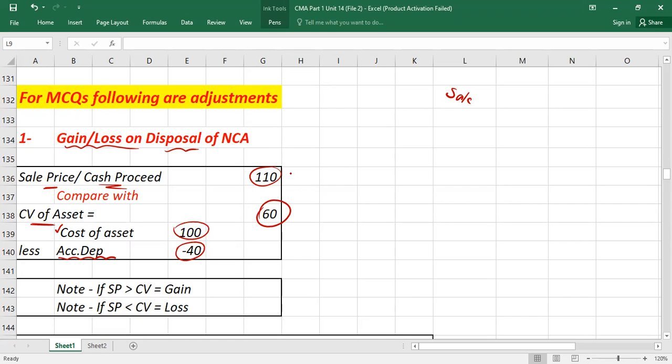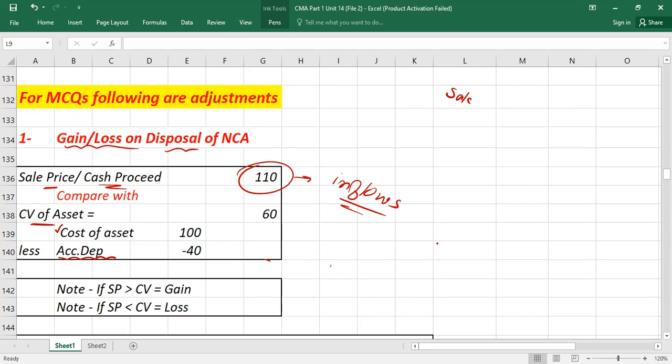So once you take sale price minus carrying value, if your answer is positive, this is going to be your gain. If your answer is negative, this is going to be your loss on disposal. Understood? So please remember why I have quickly explained to you the gain or loss. The reason is the cash budget, we always need sale price or the cash proceed as an inflow. This is what we need actually.